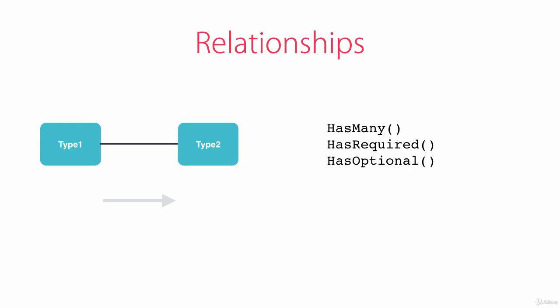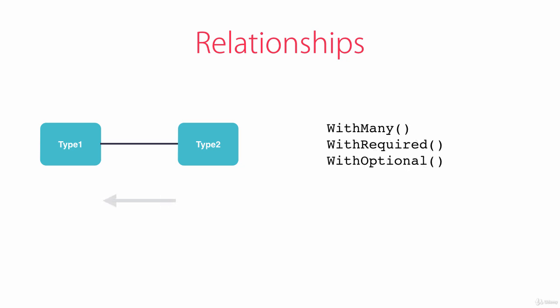First, we need a reference to type 1. So we use the entity method. And then depending on the type of relationship, we call one of the methods that you see on the right side. We call HasMany if type 1 has many objects of type 2. We call HasRequired if type 1 has only one object of type 2. And we call HasOptional if type 1 has 0 or 1 object of type 2. Okay, so this is how we configure a relationship from one end to another.